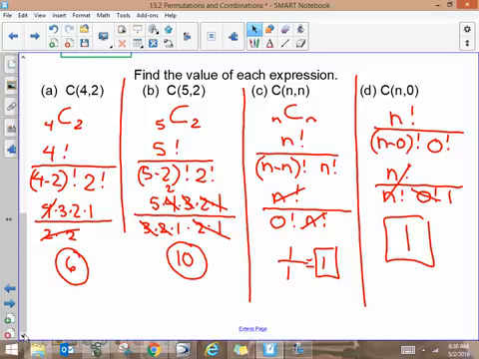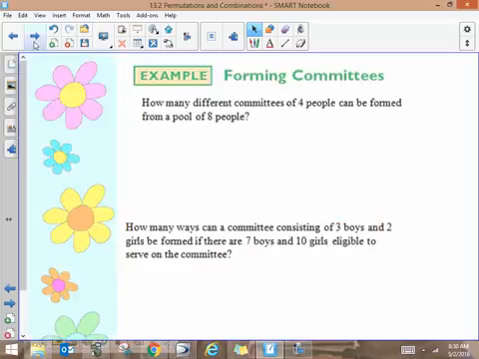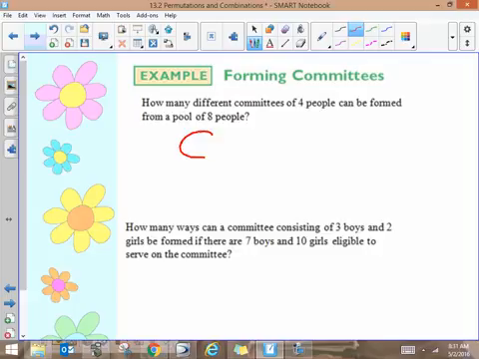Okay, ready to move on? All right, let's talk about committees. I like committees because committees starts with C and it's definitely a combination. So it's easy to remember. Okay, how many different committees of 4 people can be taken from a pool of 8? So what's my notation here? How many people taken blank at a time? 8 people taken 4 at a time.